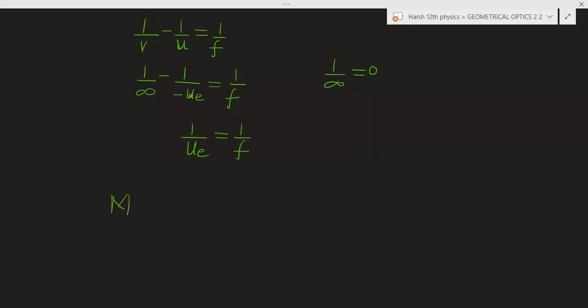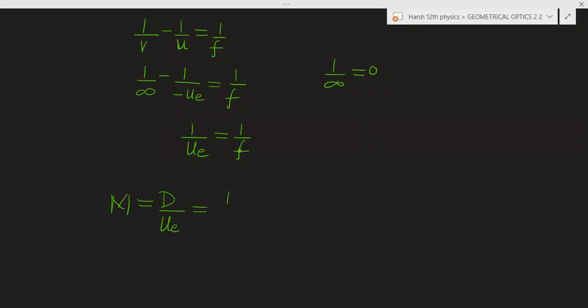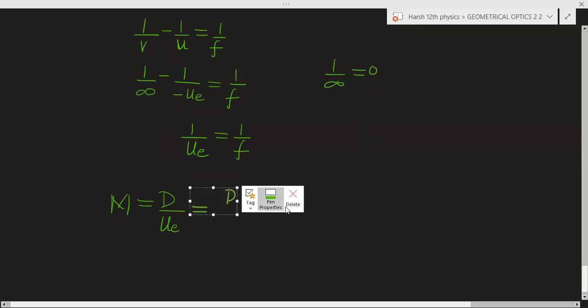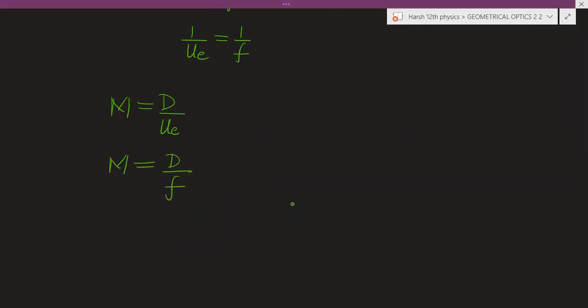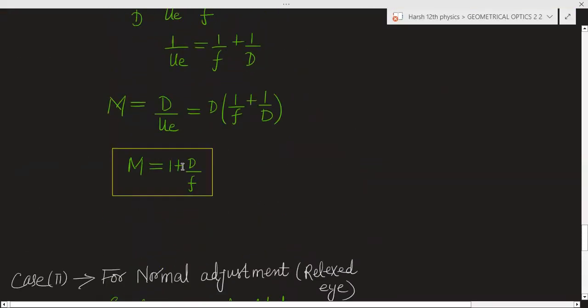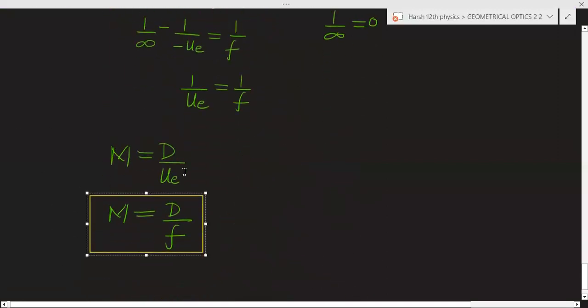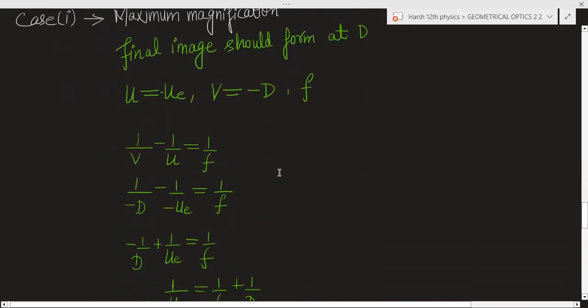Now what was the magnification for the simple microscope? D by UE. So instead of UE you can put F. So the magnification in this case is equal to D by F. Now this magnification is less than the previous magnification. Earlier the magnification was 1 plus D by F; now it is only D by F. So it is less.